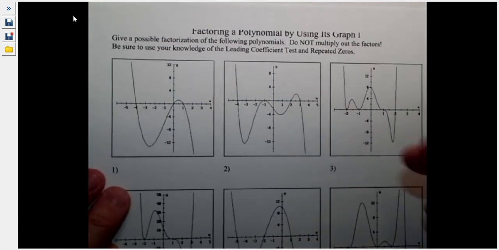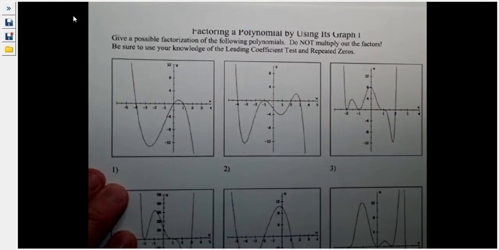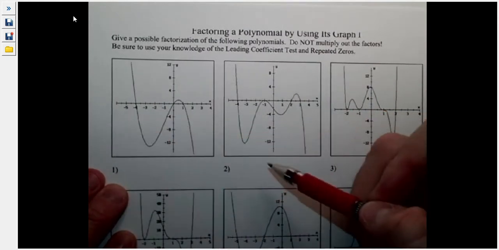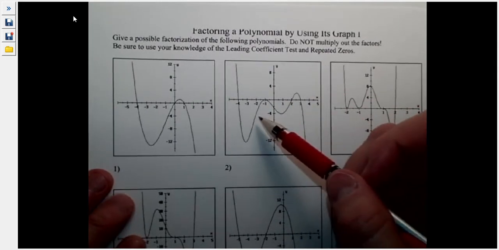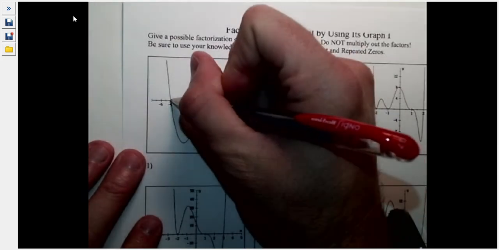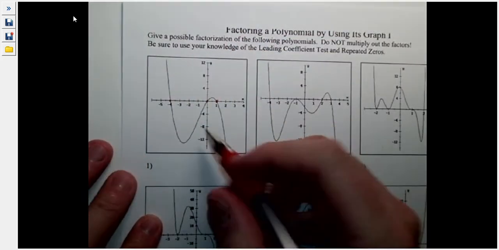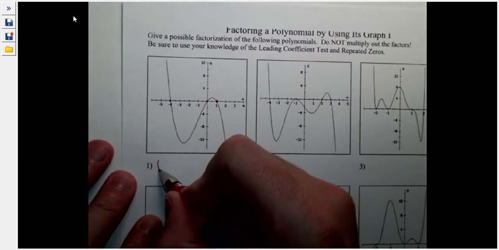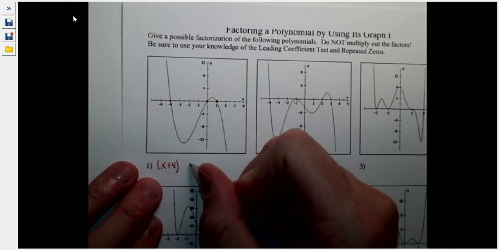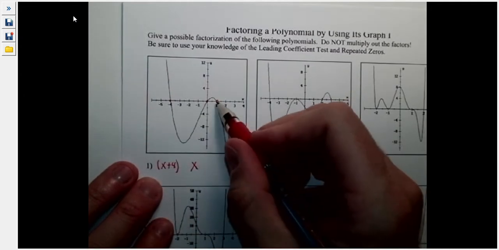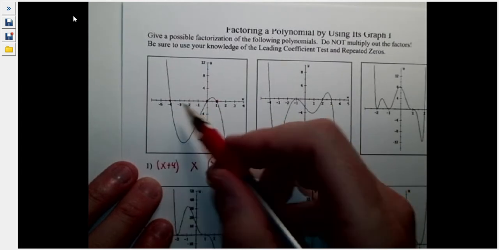So we're going to practice finding the factored form of a polynomial based on its graph using roots and multiplicity. Okay, so on example number 1, the first thing you do is you find your zeros. This function has 3 zeros. This zero is at x plus 4. This zero is at x, and this zero is at x minus 1. Those are the factors that give me these 3 zeros.